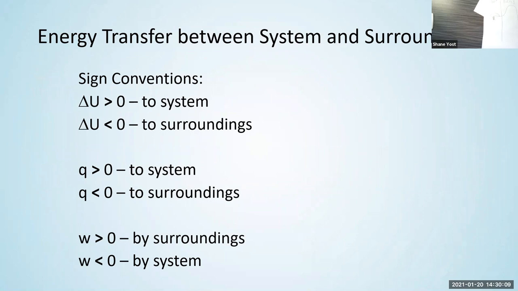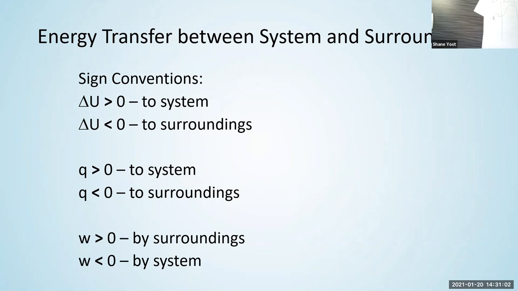And then some general information on sign conventions. If energy is being transferred to your system, if your system's internal energy is increasing, that means energy is being transferred to it from the surroundings. That is a positive change in internal energy, and a positive change in enthalpy. But if you lost energy in your system and gave that energy to the surroundings, that's going to be a negative internal energy change and a negative enthalpy change. For exothermic reactions, delta H is negative, and heat is being transferred to the surroundings. The same thing with Q: heat transferred to the system is a positive value, and heat transferred to the surroundings is a negative value.